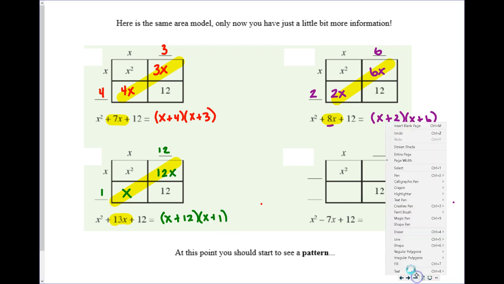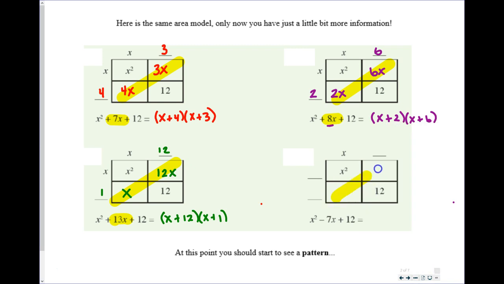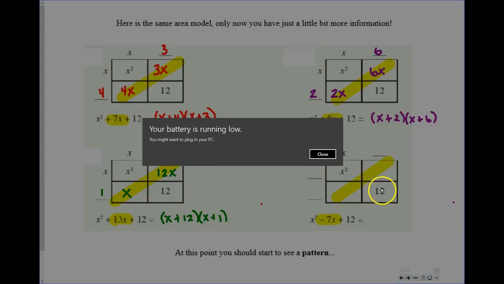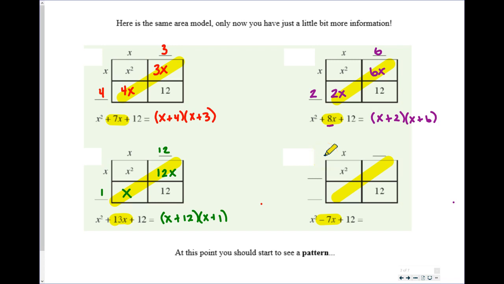The last one is a little bit trickier because we have a negative, and I know you guys just love negatives. They're awesome. I have a -7 here, which means that I need two numbers that multiply to 12. Oh, I gotta plug my battery in. That's not good. All right, there we go. Okay, sorry about that. All right, so now two numbers that multiply to 12 add up to -7.